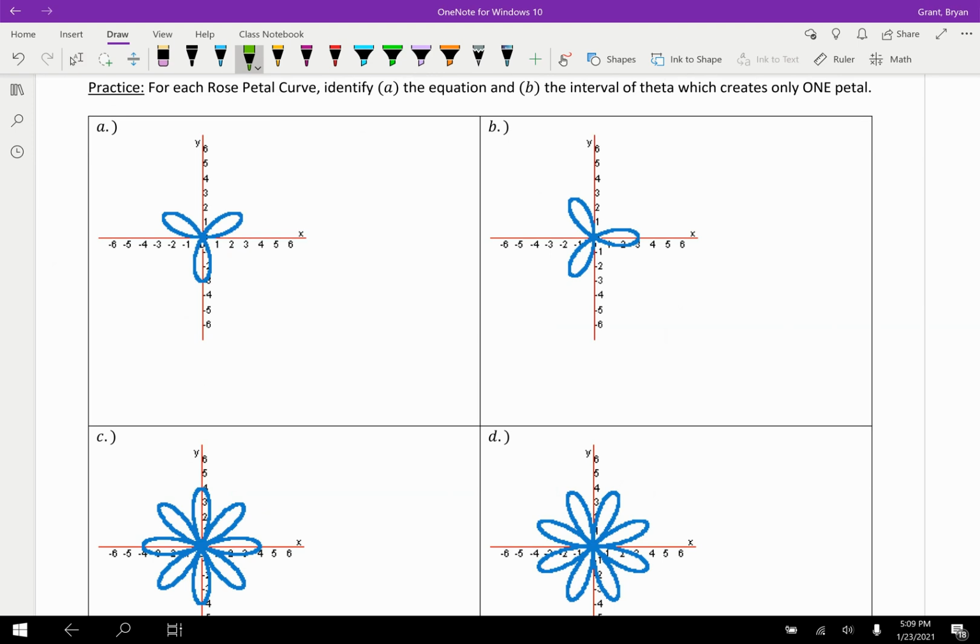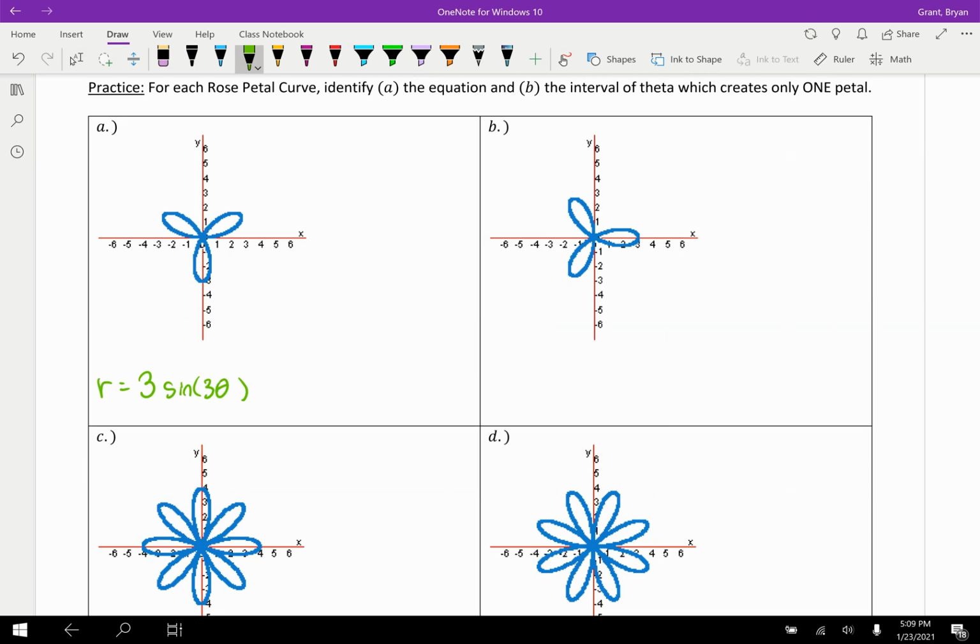Equation first. Looking at this guy, I can see it's around the y-axis here and nothing else, so I know it's already going to be something with sine. I only see 3 petals. That's an odd number, 3 theta. I also see the length of a petal, because we have the x-axis or the y-axis here, is 3. There's my equation. Easy, easy. You can check that on Desmos.